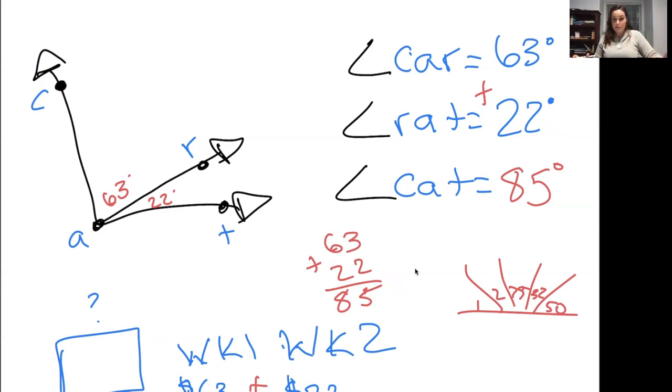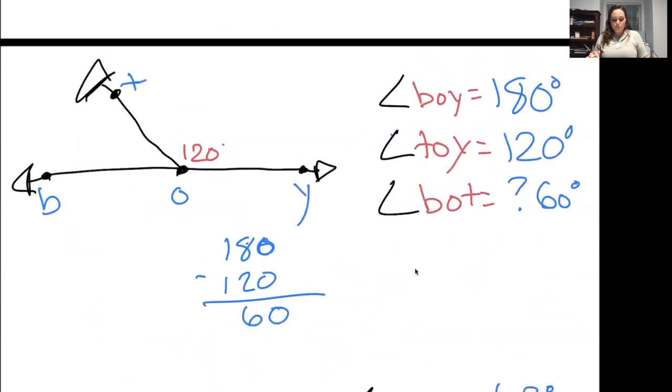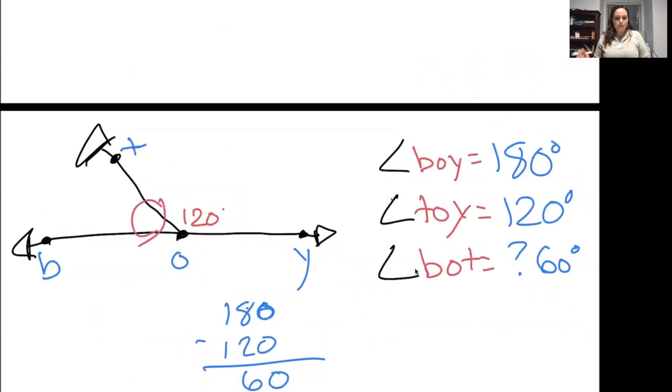Okay, it doesn't matter how many pieces of the pie you snuck. You still got to add them all up to find out how much pie you ate. So when you know the inside numbers, you're going to add them. When you don't know all of the inside numbers, you're going to subtract them.